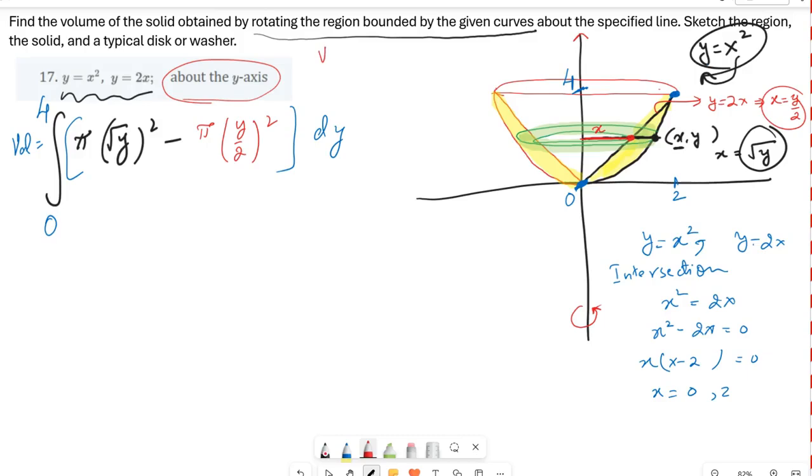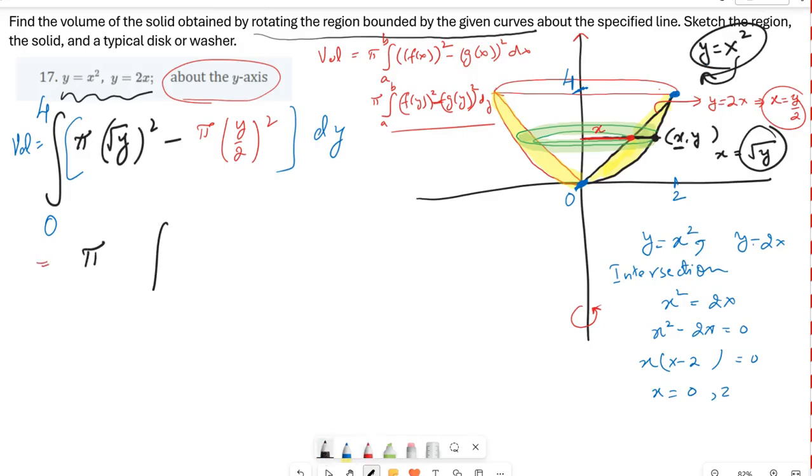Remember, the formula for the volume of the solid of rotation is the integral from a to b of pi times f of x whole squared minus g of x whole squared dx. If we are rotating about the x-axis, that same formula can be converted into this if the rotation is about the y-axis. So let's try to find the integral now.